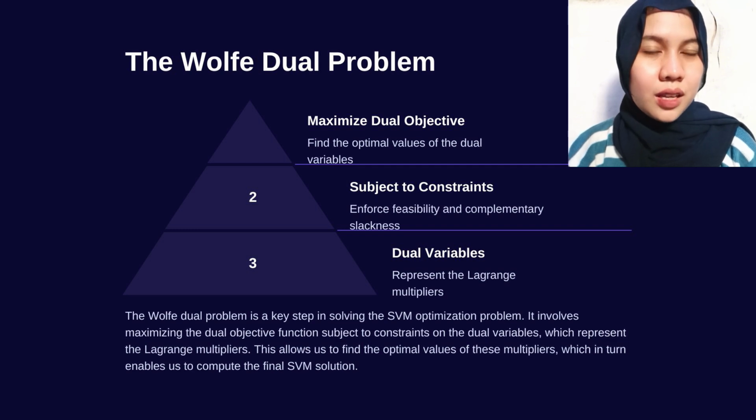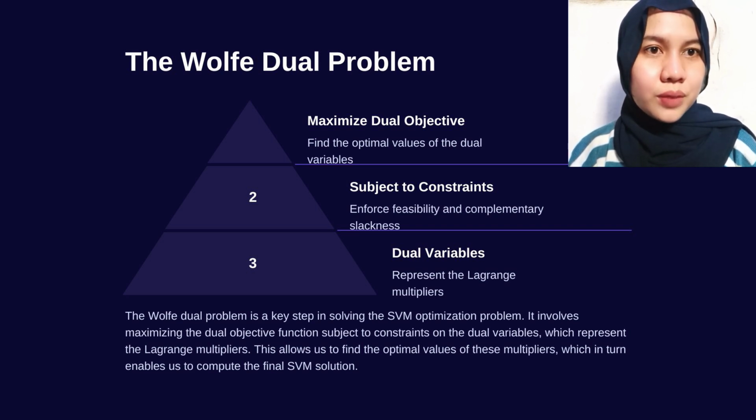Dual problem. 1. Maximize dual objective. Find the optimal values of the dual variables. 2. Subject to constraints on points, feasibility, and complementary slackness. 3. Dual variable represents the Lagrange multiplier.